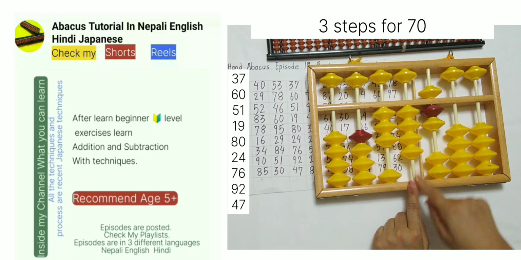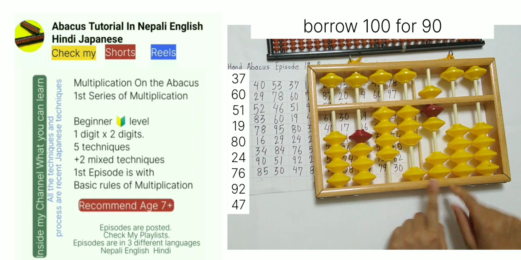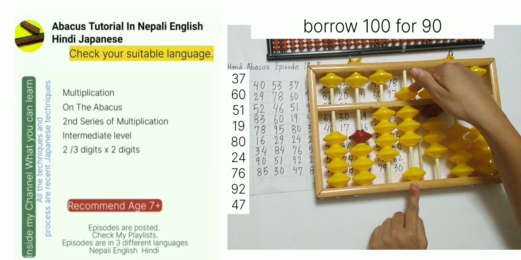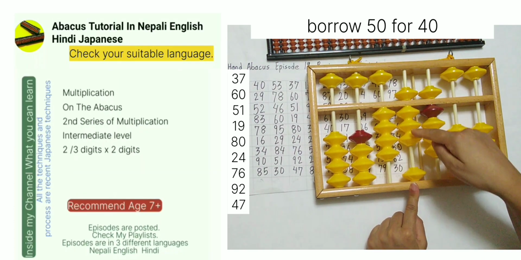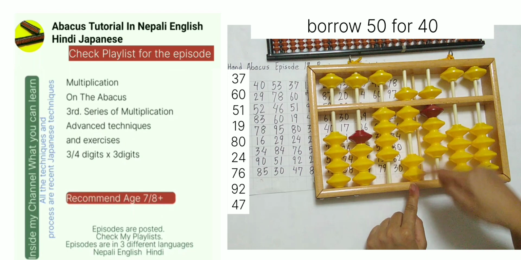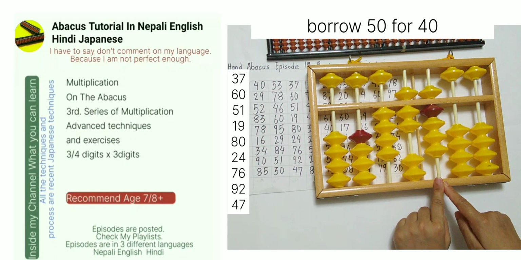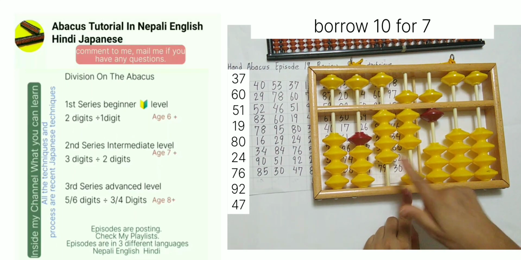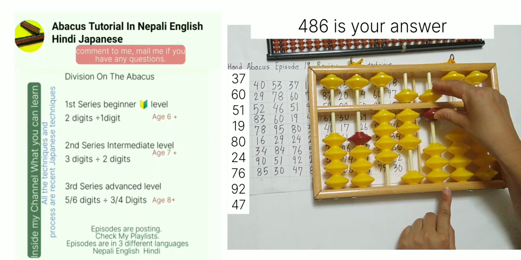92. For 90, reduce 10, borrow 100. And 2 is here. And 46. For 4, borrow this 50 and reduce this 1 on 10th position. And for 7, reduce 3 and borrow this 10. And your answer is 4, 8, 6.